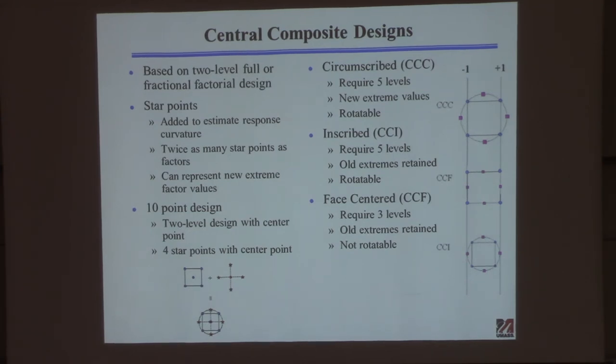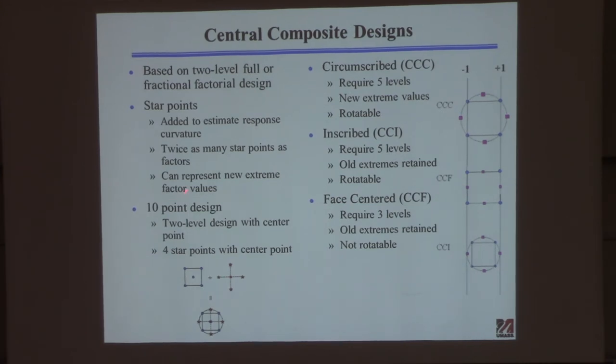How you add these two together gives you three different types of designs, which I'll talk about over here. There is a general way to do this, and MATLAB will do it for you, but the reason you add these star points is that now you have a better chance of estimating curvature. If you have five different levels of an input, you're going to have a much better chance of knowing something about the curvature of that input.